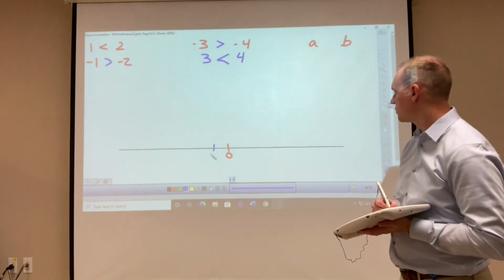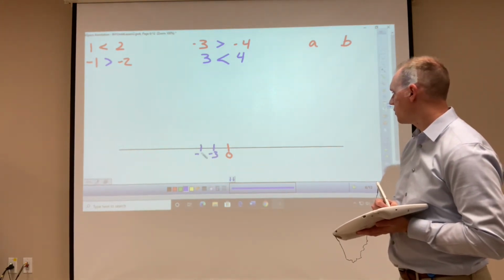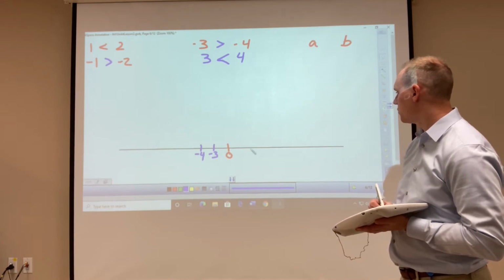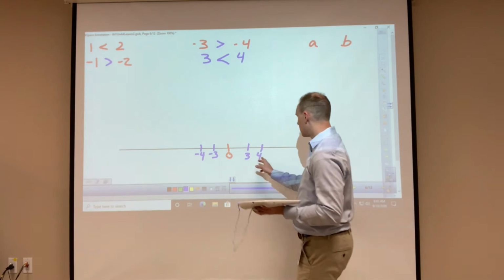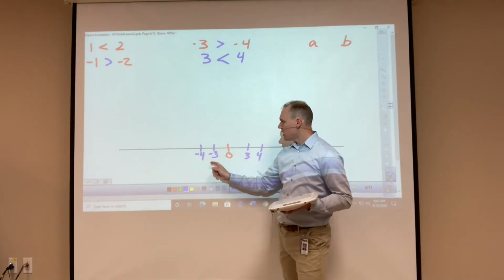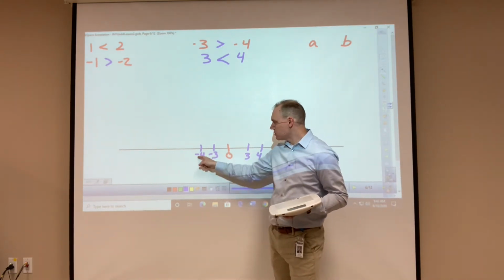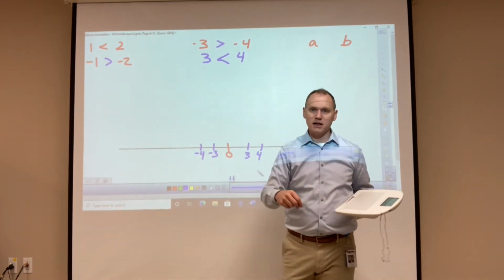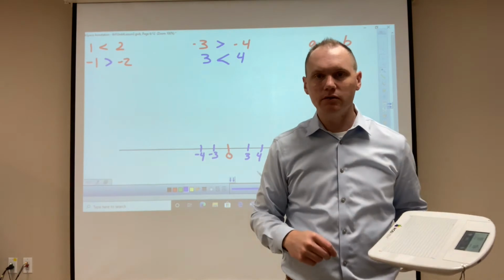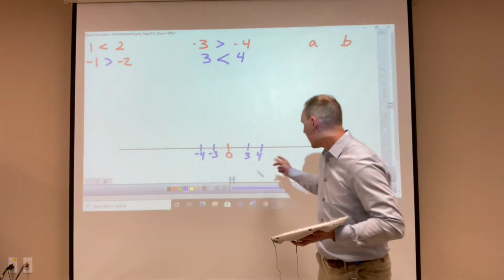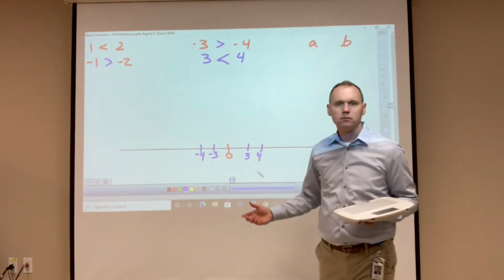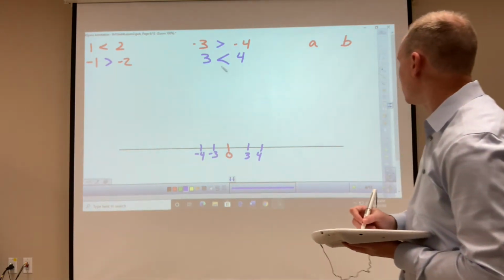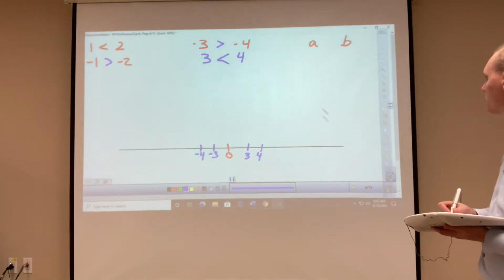Well, -3 is what we start out with, then -4. And then when we switch the signs of both, we get 3 and 4. What happened is the relationship between them changed because in general, a greater negative number is actually less than a smaller negative number, which is not the case right over here. So that means that 3 is less than 4.